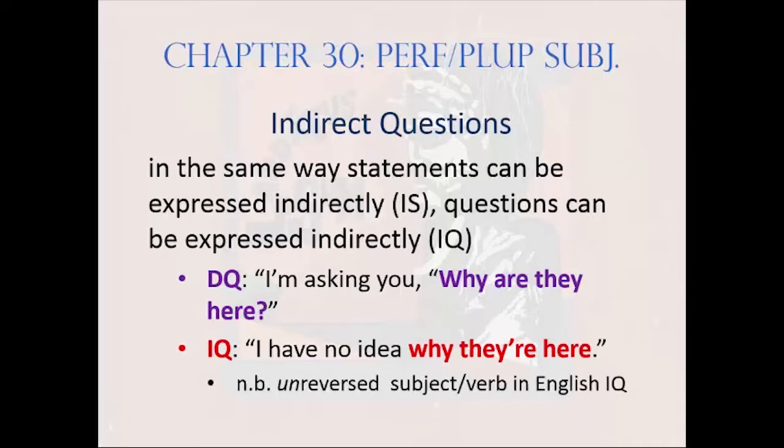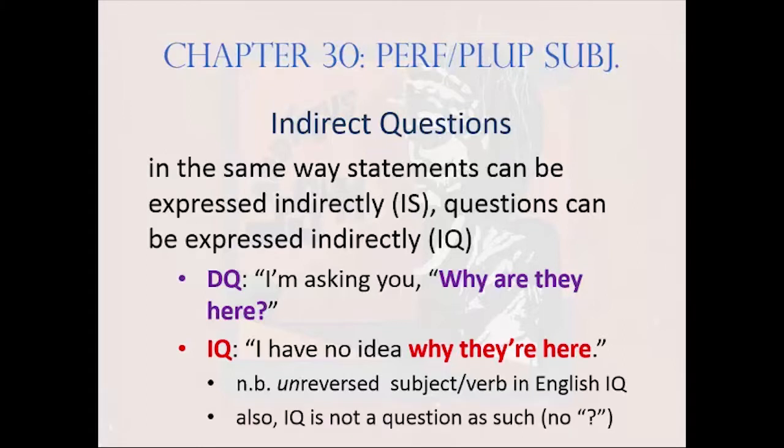Note a subtle but telling difference in the way English distinguishes between direct and indirect questions. Direct questions reverse the normal order of subject and verb. Why are they here? Are, verb, then they, subject. Whereas indirect questions do not. I have no idea why they are here. Subject they, then verb are. The normal order in English for subject and verb. In other words, not reversing the subject and verb in a question is how English speakers tell each other the question is being related indirectly.